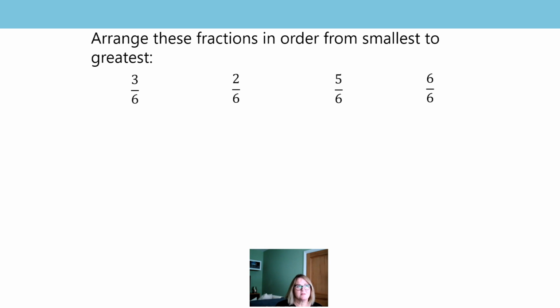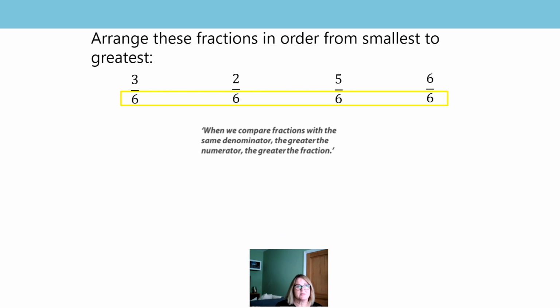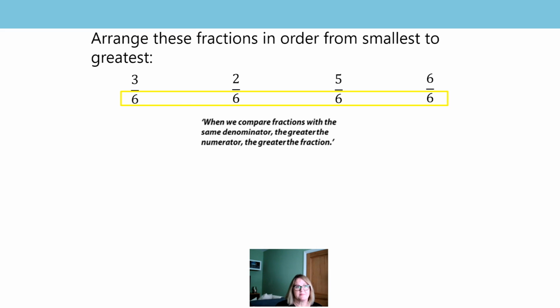But you remember last time what we spoke about? We only looked at 2 fractions. This time we've got 4 fractions to compare. But what do you notice about them that is the same? That's right, they all have the same denominator. So do you remember in the last lesson we said that when we compare fractions with the same denominator, the greater the numerator, the greater the fraction. So we can arrange these fractions in order from smallest to greatest by looking at the numerator.